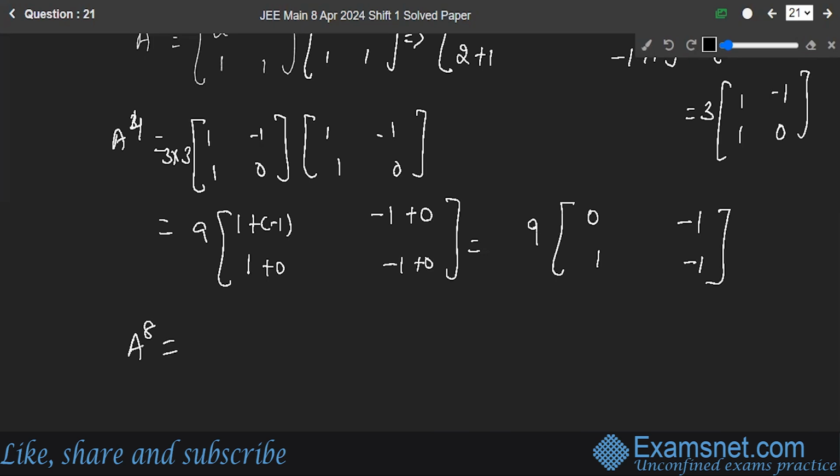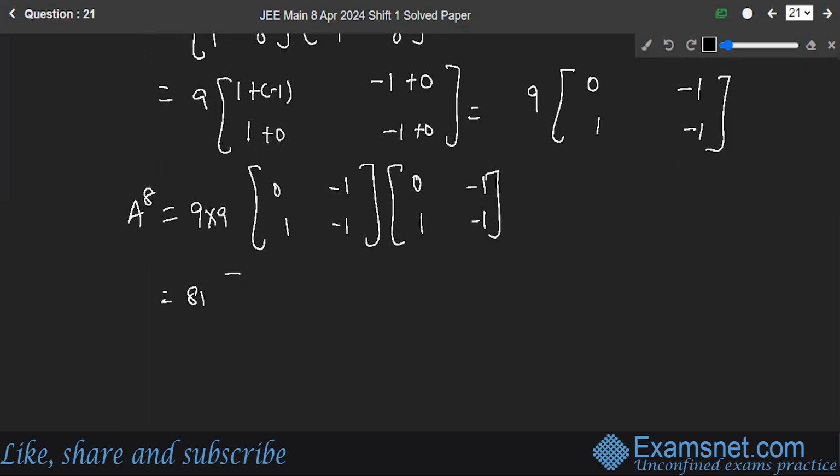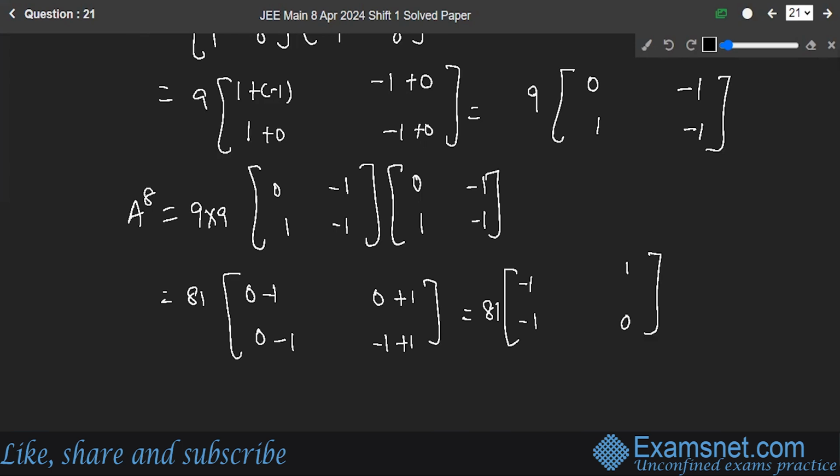So let's jump to A power 8. This will be A power 4 into A power 4. So this will give me 81. This will be 0, minus 1, 0, plus 1, 0, minus 1, and minus 1 plus 1. This will be 81, minus 1, 1, this, right? So this is the answer for A power 8.